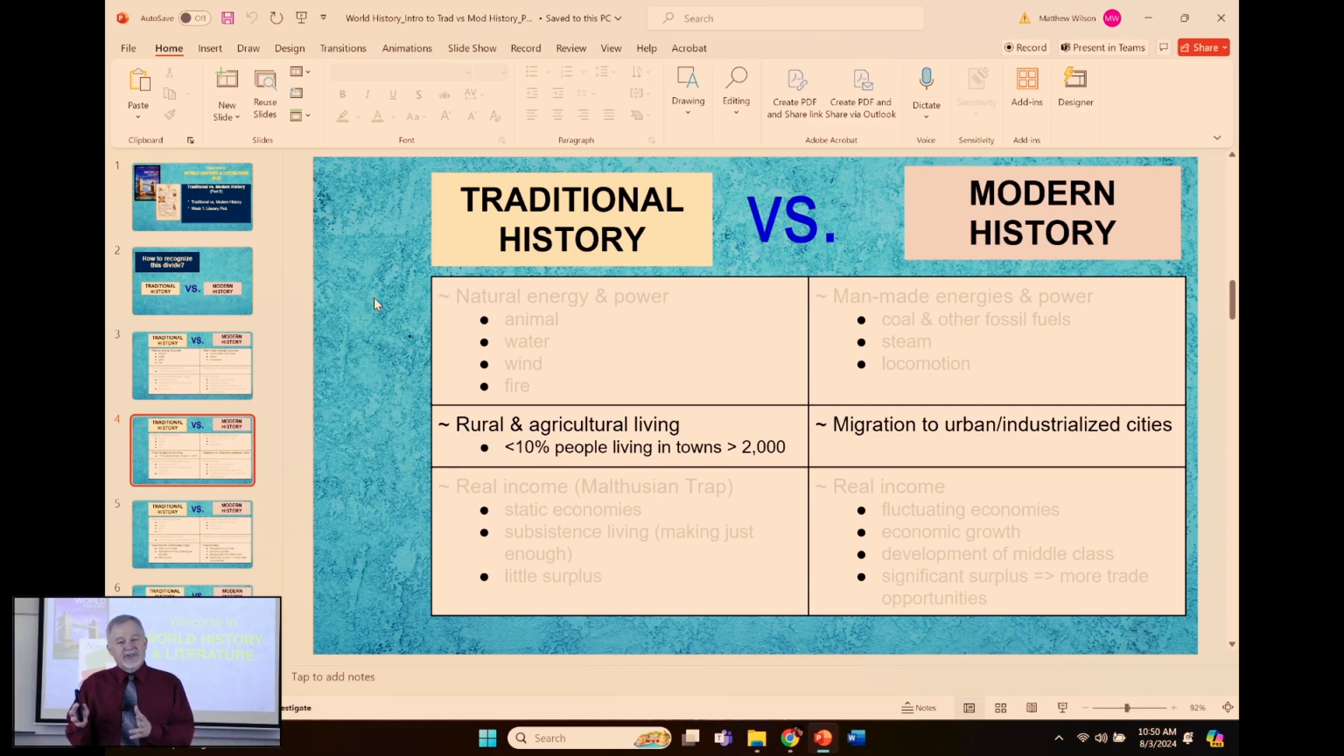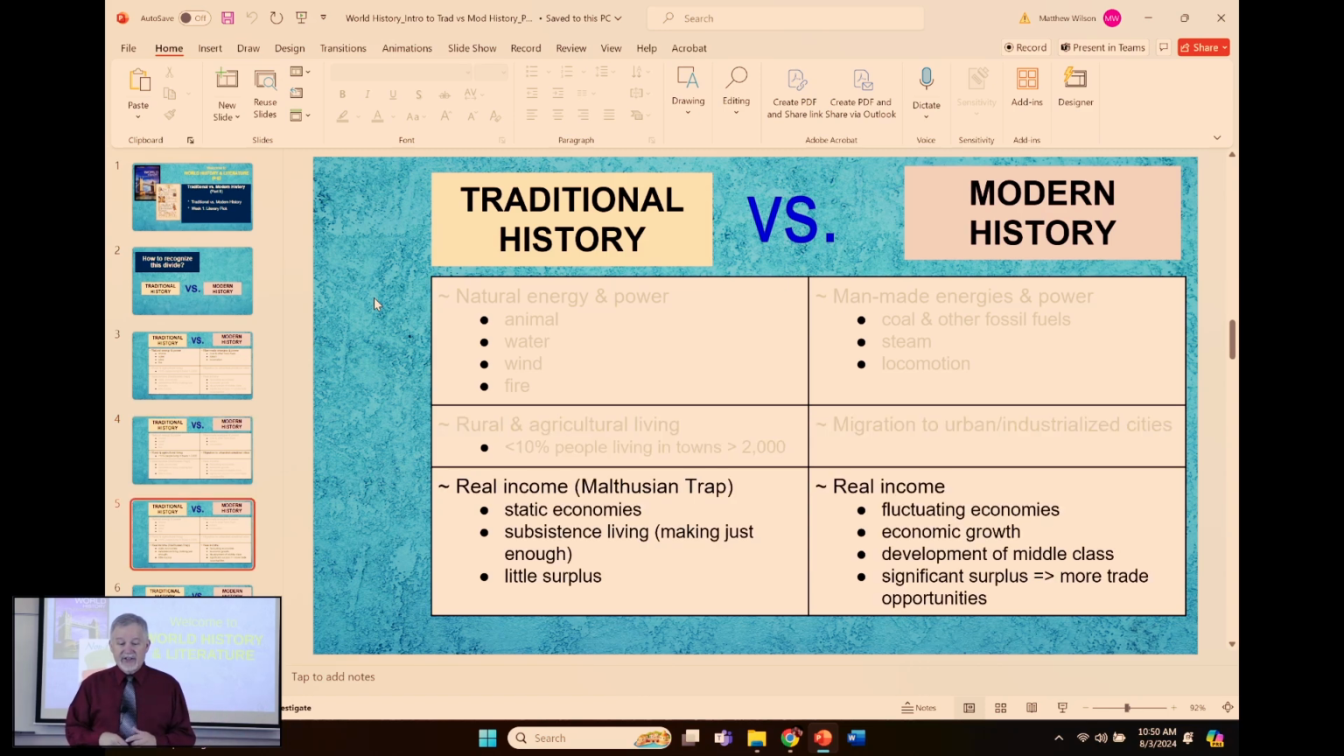Whereas in modern history, you had this migration to urban or industrialized cities, bigger cities, movements to London, movements to Boston, places like that where you had more of an urban feel, a city feel. The industry was there. And that was a huge change that totally changed the landscape of both the family as well as many nations. Again, back to the real income, that Malthusian trap.